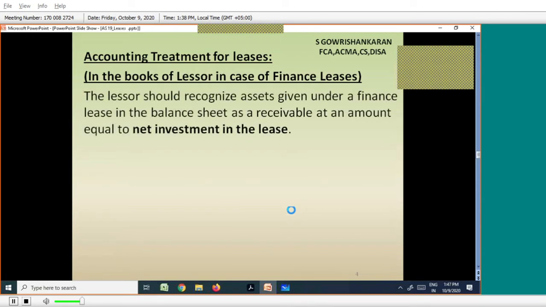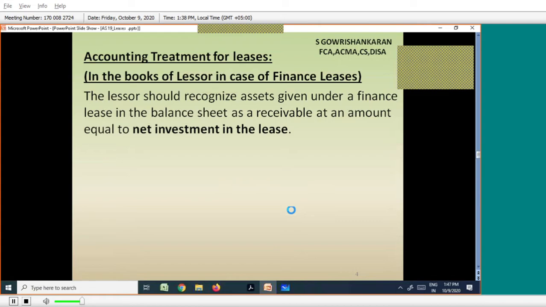Under that, the first point is that the lessor should recognize assets given under a finance lease in the balance sheet as a receivable at an amount equal to the net investment in the lease. So how is it presented in the balance sheet? It is not an asset. That is what we discussed initially. In finance lease, substance over legal form. Practically, the lessee is the owner, so the item will be treated as an asset in the books of the lessee, not in the lessor. So in the books of lessor, it is treated as a receivable, not an asset.